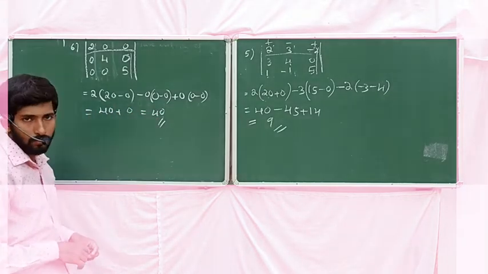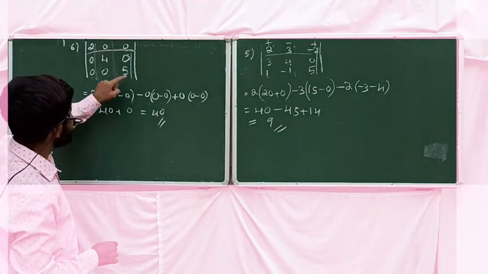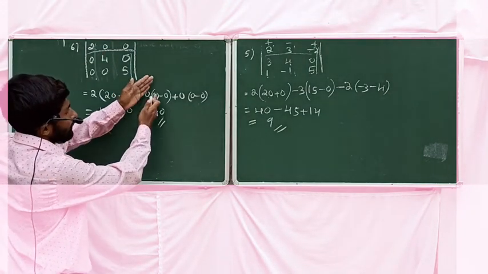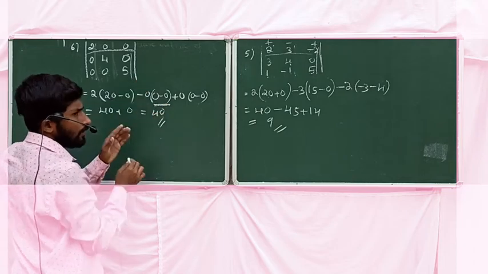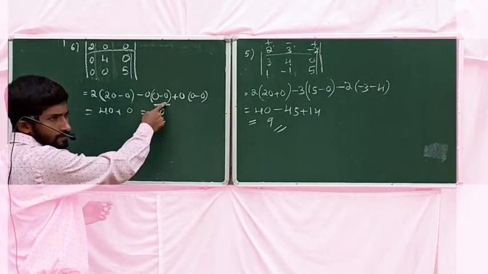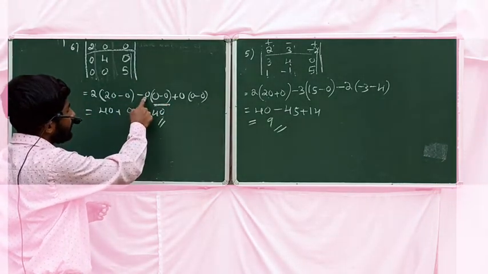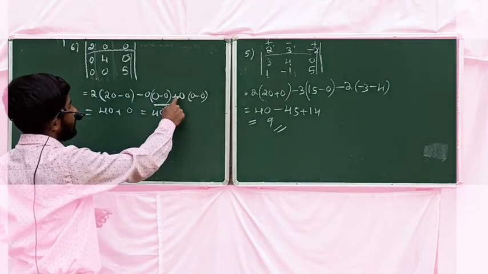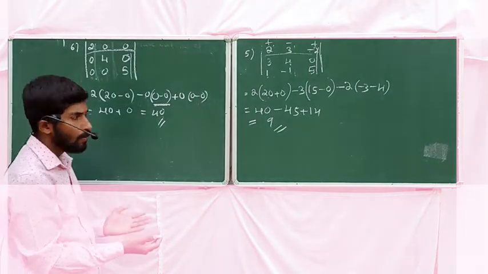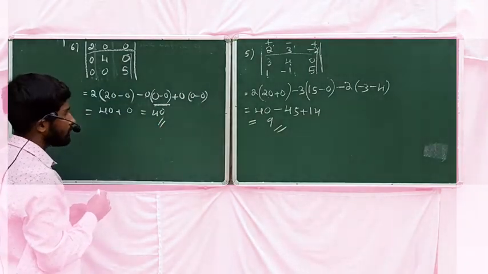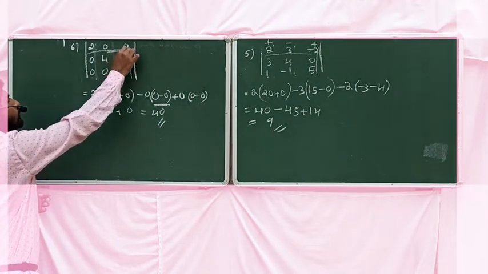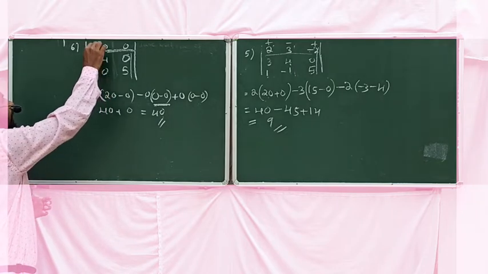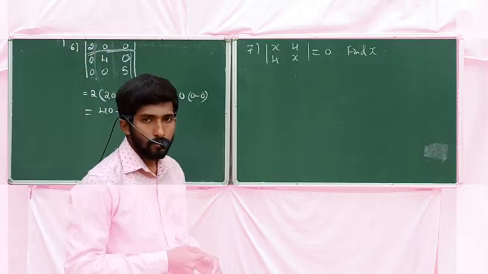Determinant value is 40. But see here entry 0 is there, no need to calculate further values here. Why? 0 into any number is 0. So directly here you will write plus 0. Here also see 0 into any number is equal to 0. So you can write directly it's equal to 0. So if these two entries are 0, it's enough to calculate only the first entry. See the next question.